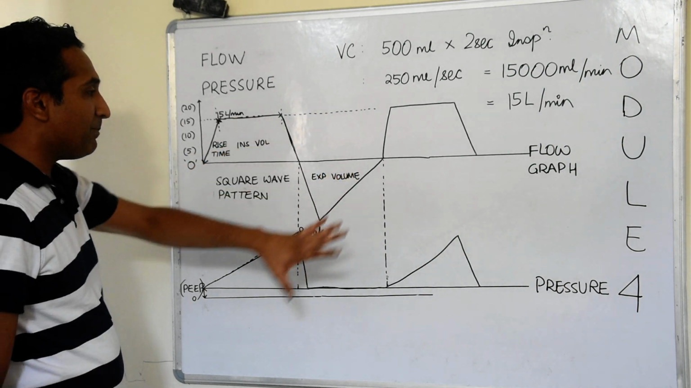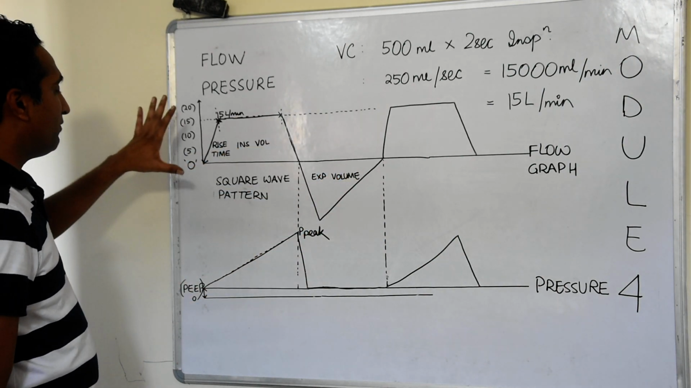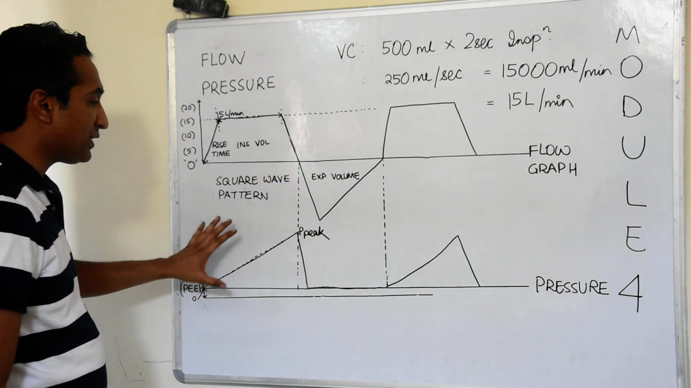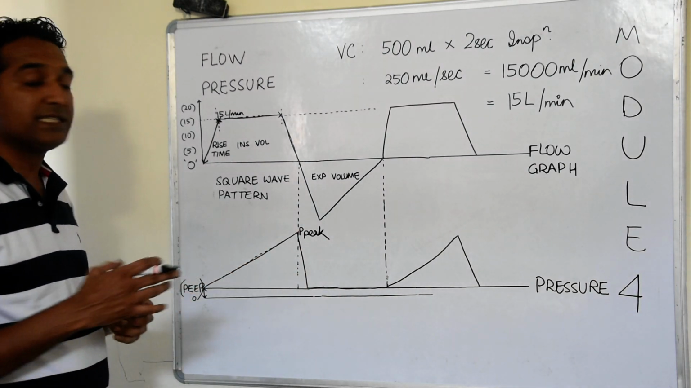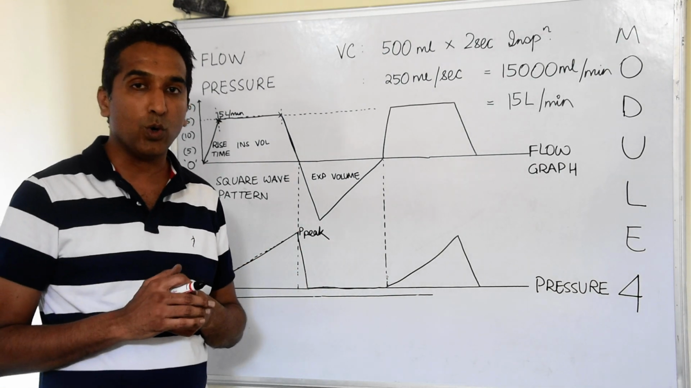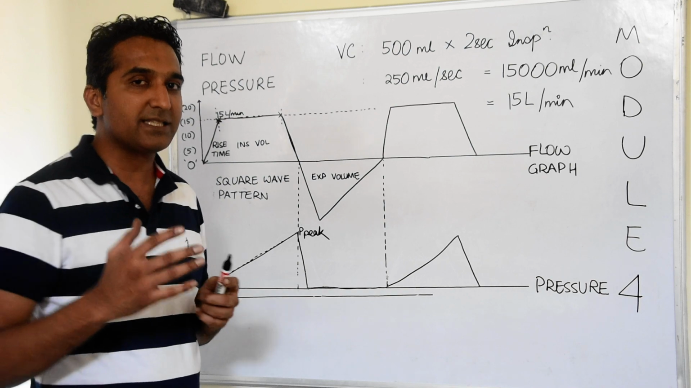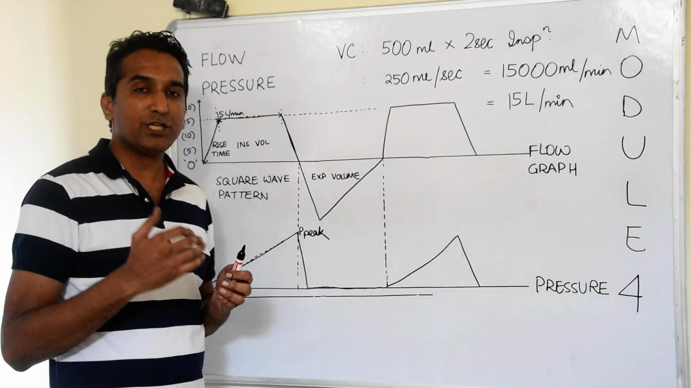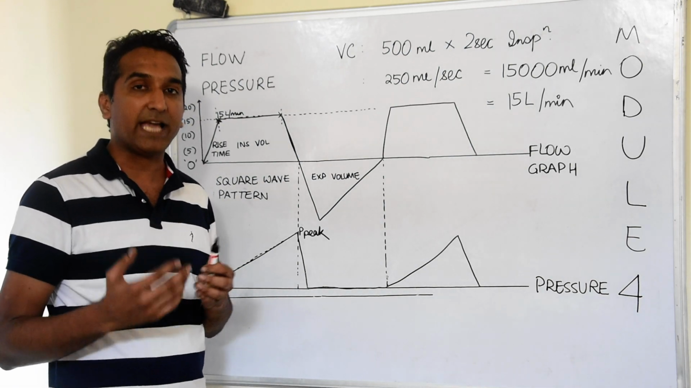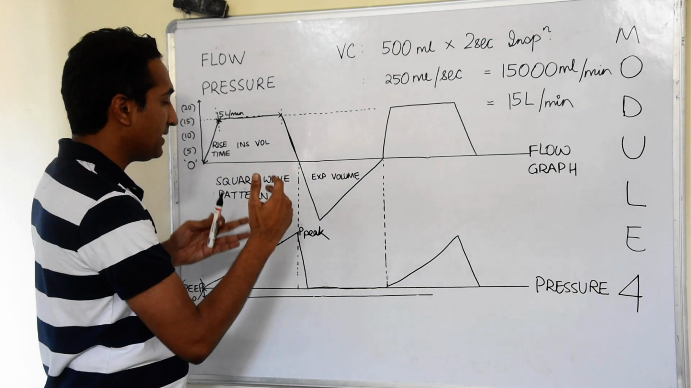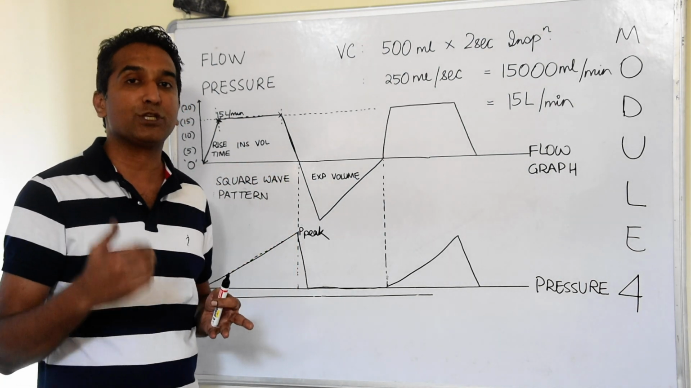This is the typical pattern of flow versus time and pressure versus time which we see in a volume control mode, and we can contrast this now to a pressure control mode and see what happens to the flow pattern and the pressure pattern in a pressure control mode.